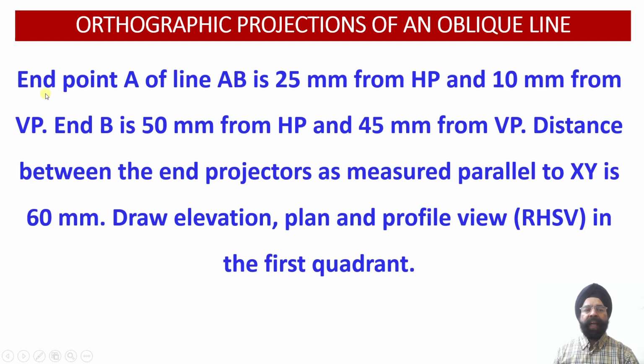The end point A of the line is lying 25 millimeter from the horizontal plane and 10 millimeter from the vertical plane, and B of the line is at a distance of 50 millimeter from the horizontal plane and 45 millimeter from the vertical plane. The distance between the end projectors of A and B, measured parallel to the XY line, is 60 millimeter. With this information, we are required to draw the front view, top view and the right hand side view projections of the line, assuming that the line is lying in the first quadrant.